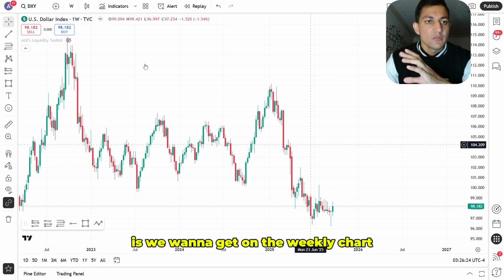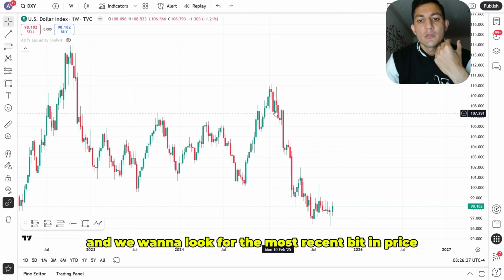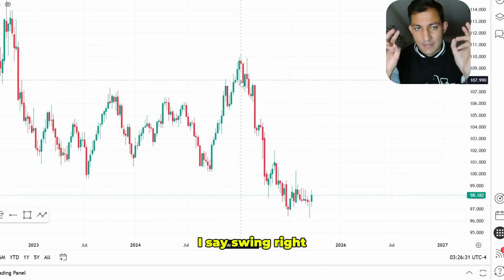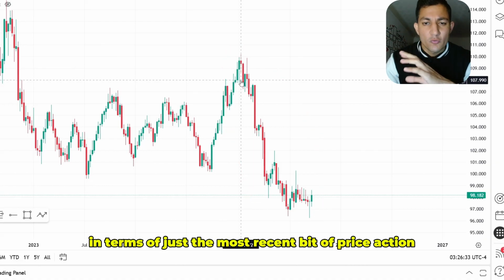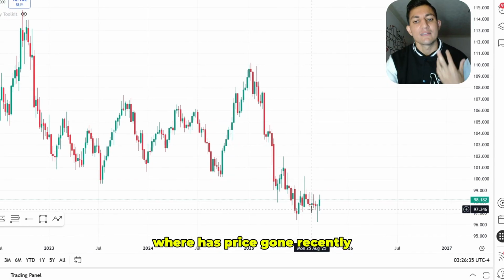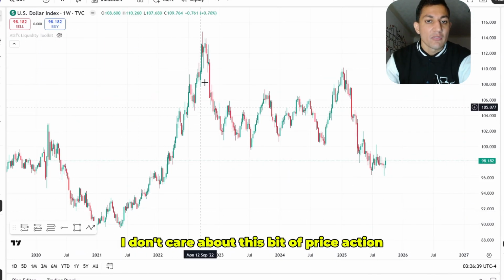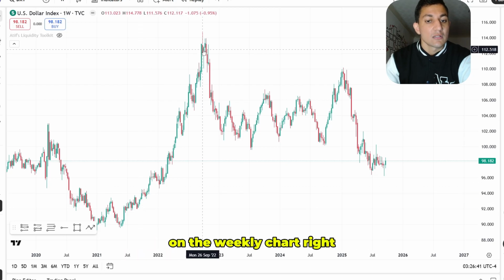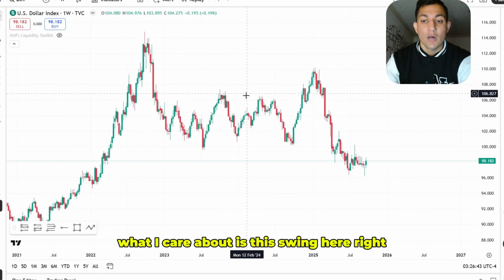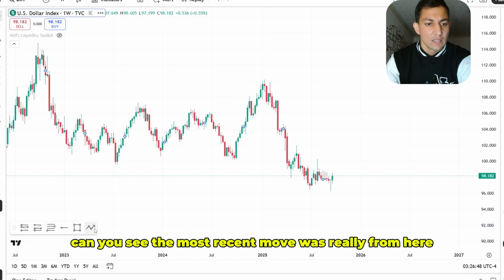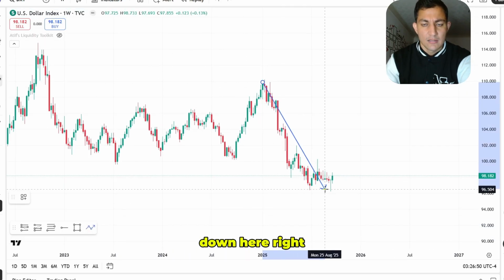Now, what we want to do is get on the weekly chart and look for the most recent bit of price action, the most recent swing. Where has price gone recently? What I mean by this is, I don't care about this bit of price action on the weekly chart. I have no care whatsoever about this. What I care about is this swing here. Can you see the most recent move was really from here down to here?